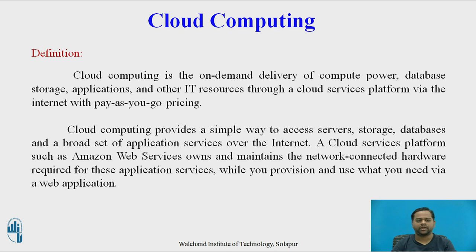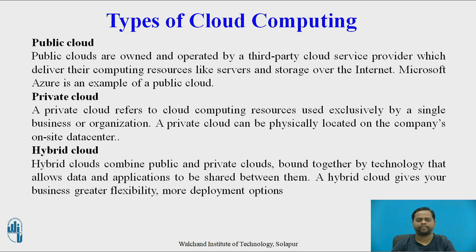So basically, cloud computing is accessing the services on the server through the internet, and you need to pay for the same. So let us discuss the different types of cloud computing. First, public cloud. Public clouds are owned and operated by third-party cloud service providers, which deliver their computing resources like servers and storage over the internet. The best examples of public cloud are Amazon and Microsoft Azure.